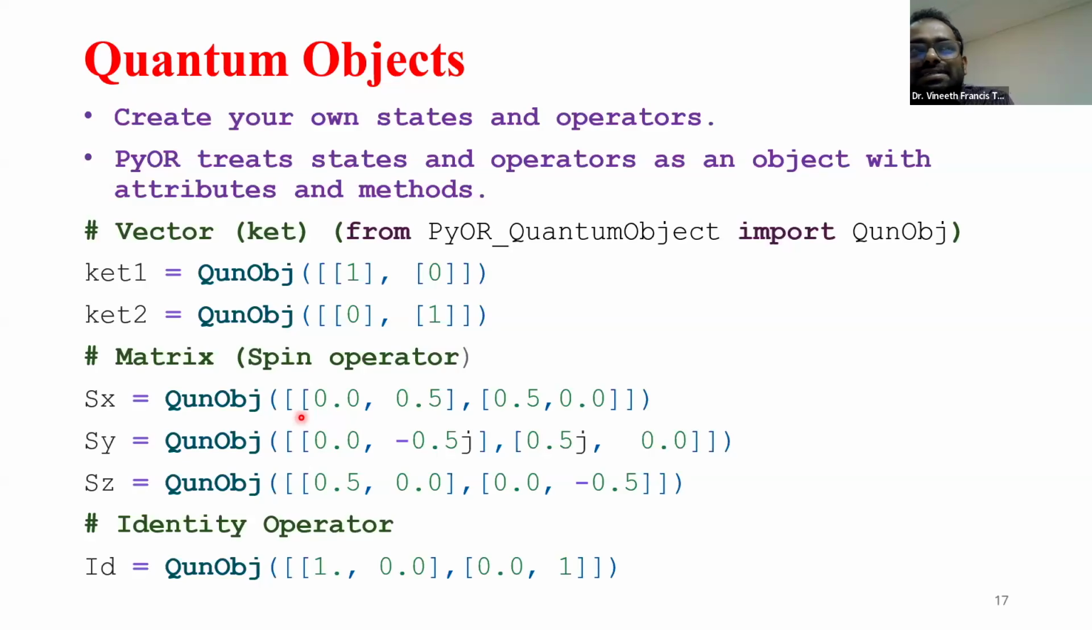Before introducing this function, you can also generate your own quantum state and operators. You can use the PyOR quantum object module, which contains the quantum object class. If you want to create a state 1, 0 or 0, 1, some basis state, you can use this line and create two ket states. Or if you want to create your own spin operators, you just define the matrix form inside this class. So here you can create Sx, Sy, Sz, your own, and also an identity operator.